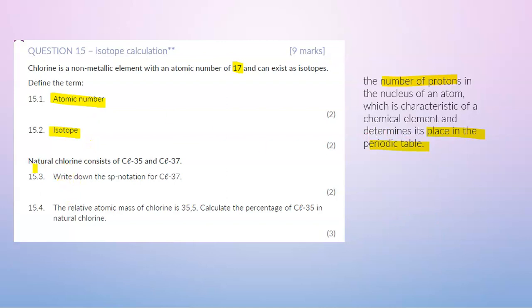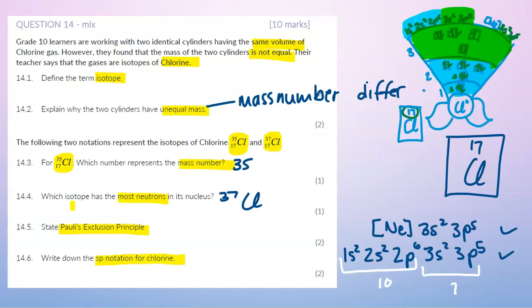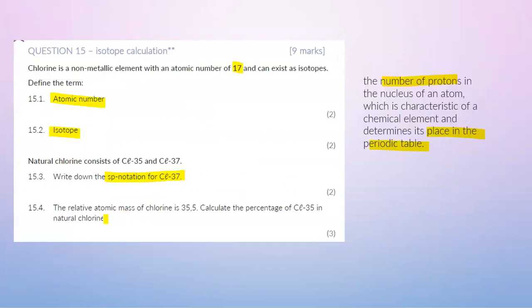Then they ask us, natural chlorine consists of chlorine 35 and chlorine 37. Write down the SP notation of chlorine again. Okay, we've done that. I'm not going to do that again. And then the relative atomic mass of chlorine is 35.5. Calculate the percentage of chlorine 35 in natural chlorine.